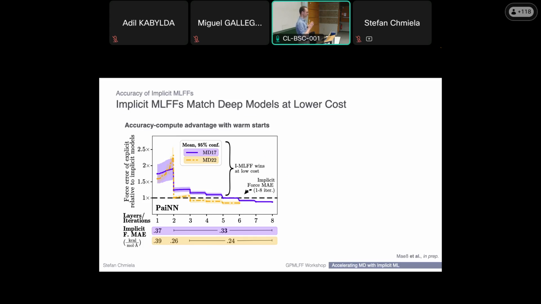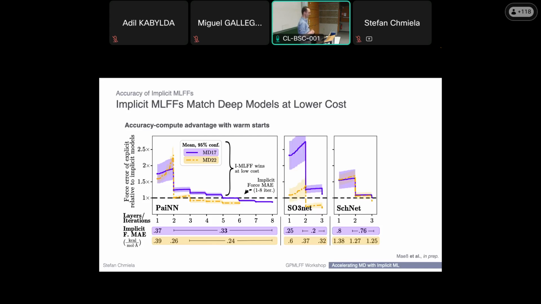So we iterated an implicit PaiNN until convergence, and then we checked how many explicit layers we need in order to match the accuracy of the implicit model. In the case of PaiNN, we need about 5 layers. Then we did it for 2 other architectures, like this generic equivariant SO3-net architecture. Here the explicit SO3-net already matches the implicit model with 3 layers, but it's still 3 more than 1, right? And for SchNet, it's also 3. So we get the performance of multiple layers for the cost of a single one.